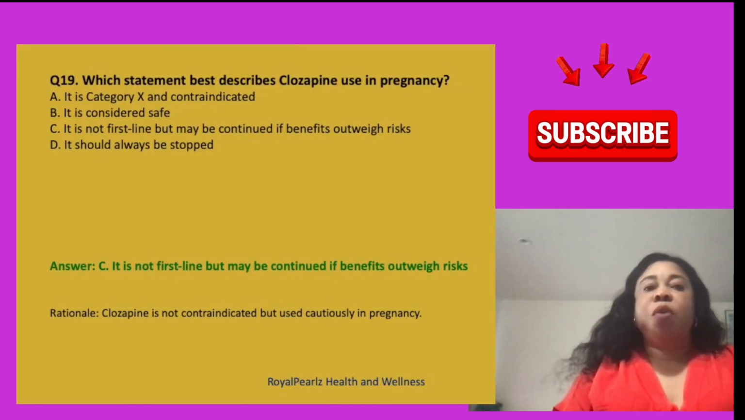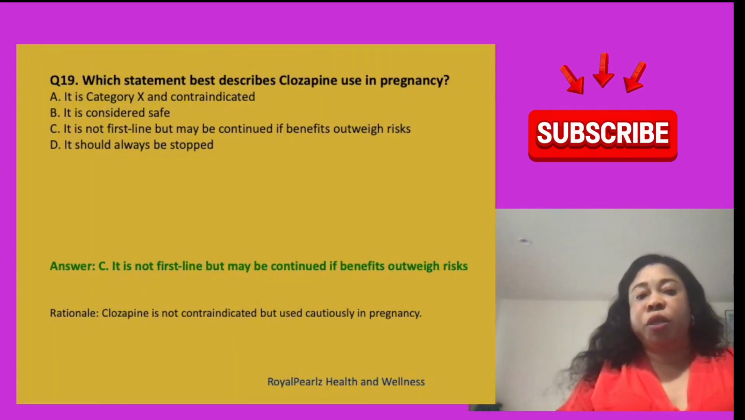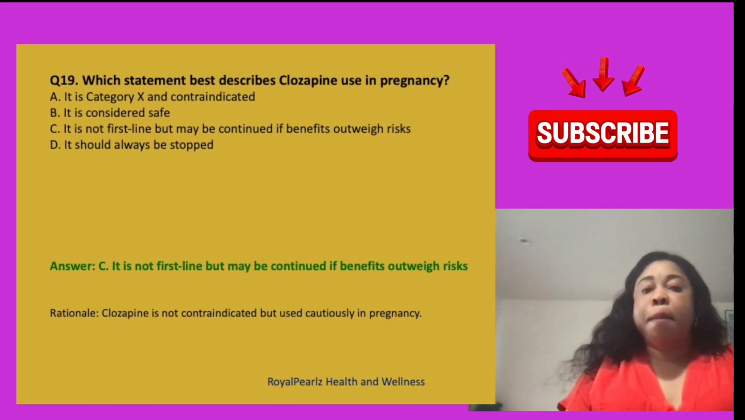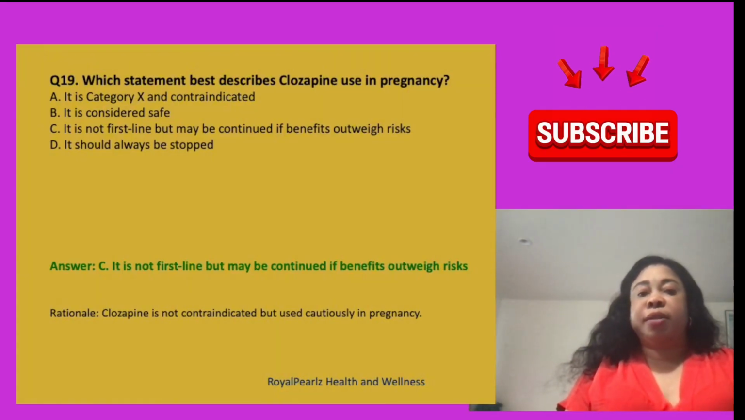Number 19 says, which statement best describes clozapine use in pregnancy? A, it is category X and contraindicated. B, it is considered safe. C, it is not first line but may be continued if benefits outweigh risk. And D, it should always be stopped. The answer is C. It is not first line but may be continued if benefit outweighs the risk. Clozapine is not contraindicated but used cautiously during pregnancy.